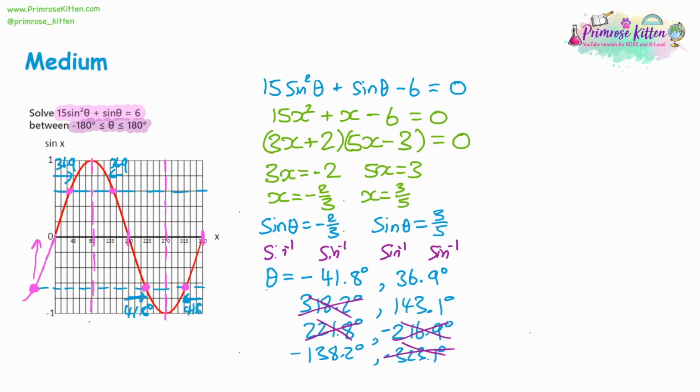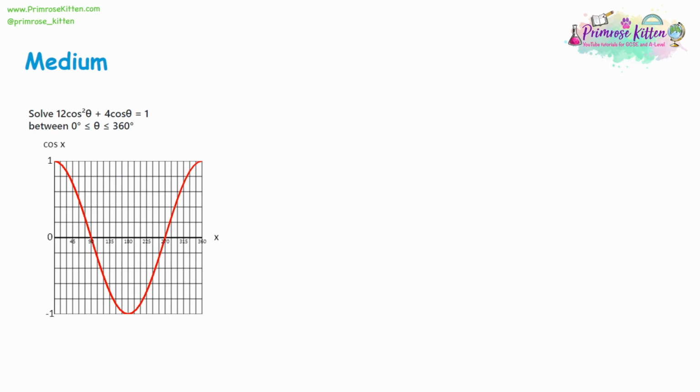The last thing you might want to do is just write out your answers in a bit more of a neat format, given that we've crossed so many out. So theta is equal to negative 138.2 degrees, negative 41.8 degrees, positive 36.9 degrees, and positive 143.1 degrees. So let's have a look at some more examples.